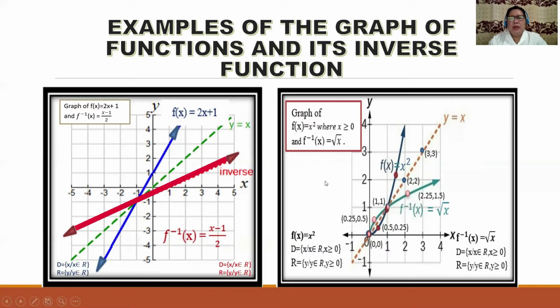The second example is given f(x) = x^2 where x is greater than or equal to 0. Take note that f(x) = x^2 is a quadratic function, and the graph of a quadratic function is a parabola. And that is why we restrict the values of x into greater than or equal to 0 in order to have a one-to-one function. And the inverse is f^-1(x) = the square root of x. We have to restrict also the values of x.